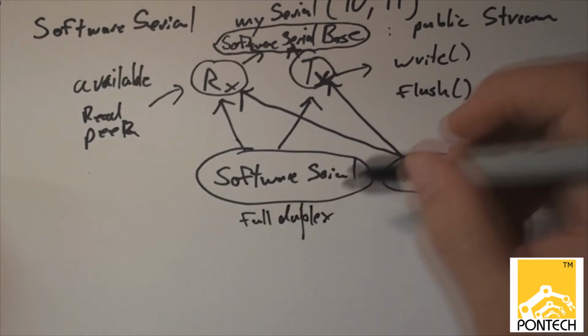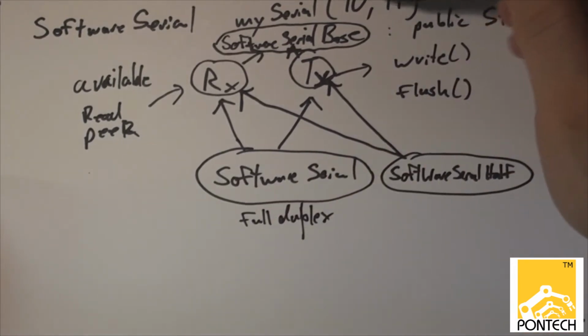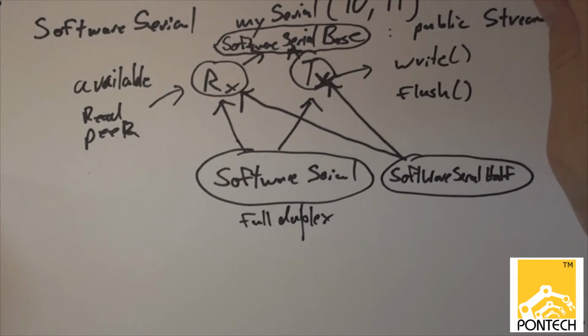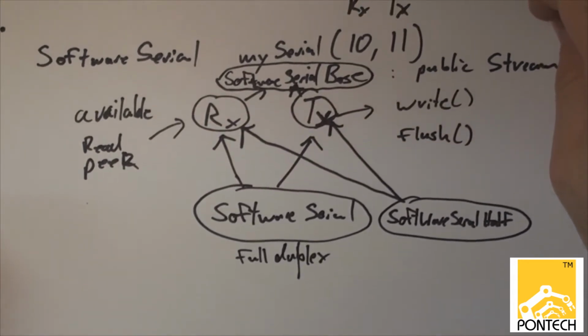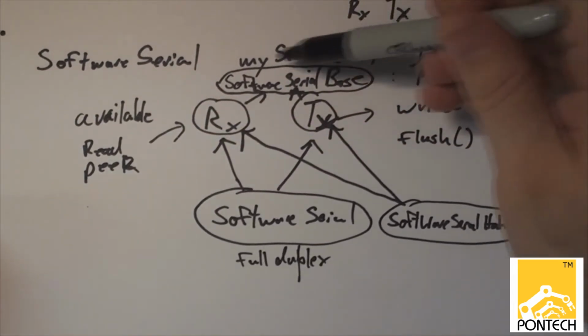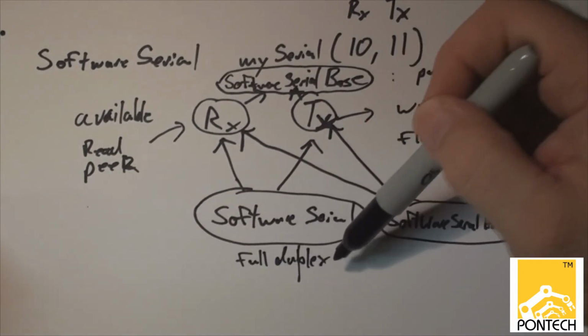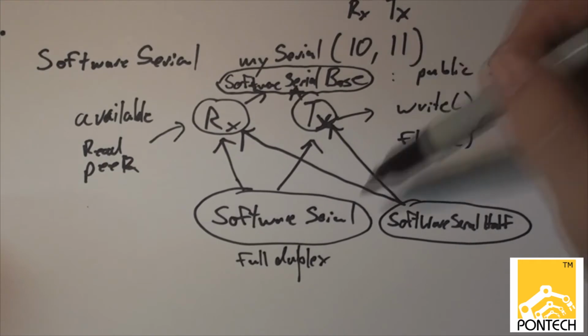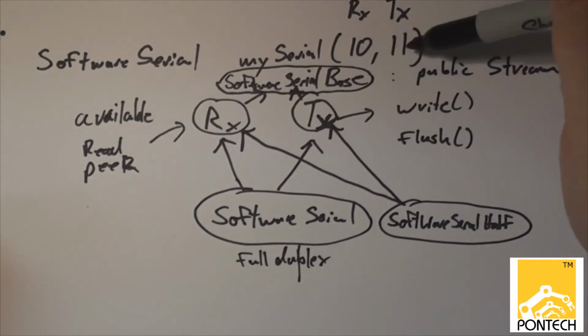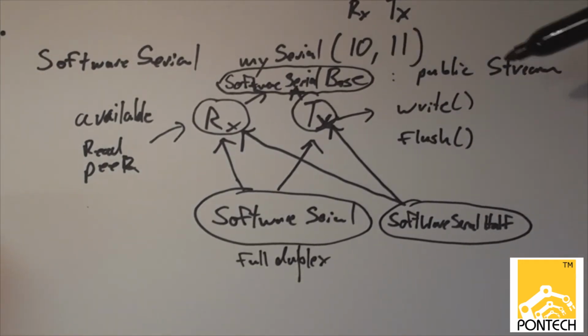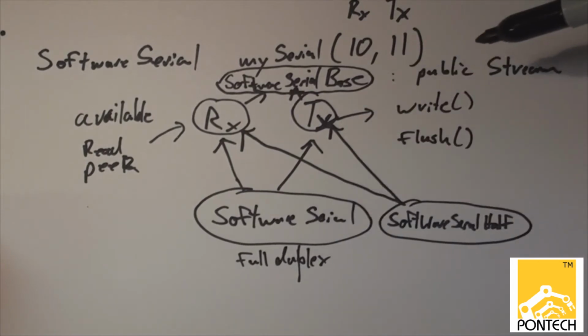And the reason I say in theory is because it's got a receive and a transmit pin. Actually, can't quite see this. So software serial will have a receive and transmit pin. So in theory, it's full duplex, but in reality, you can only transmit or receive. You can't do both at the same time because of a limitation of the class currently.